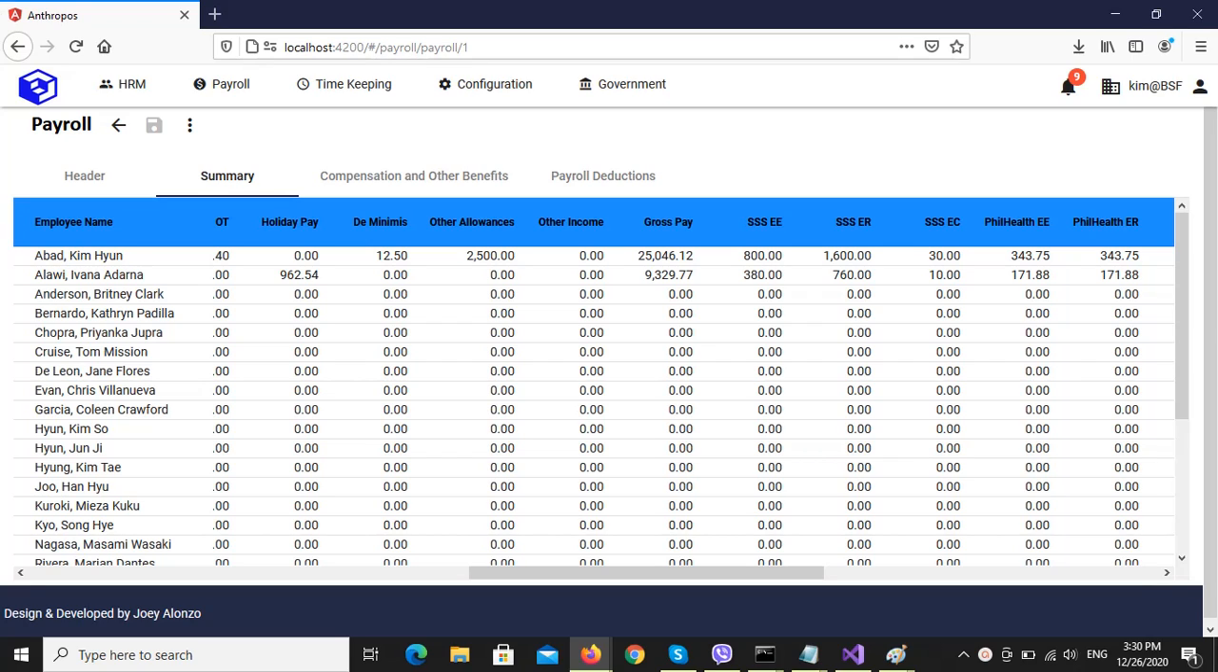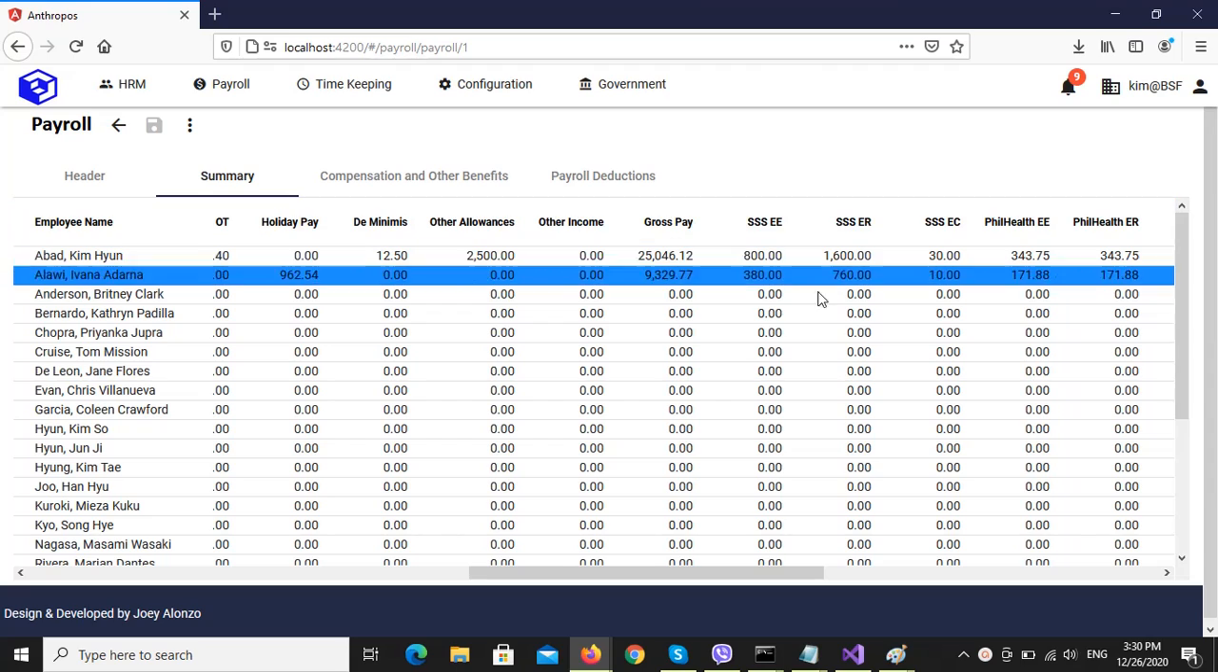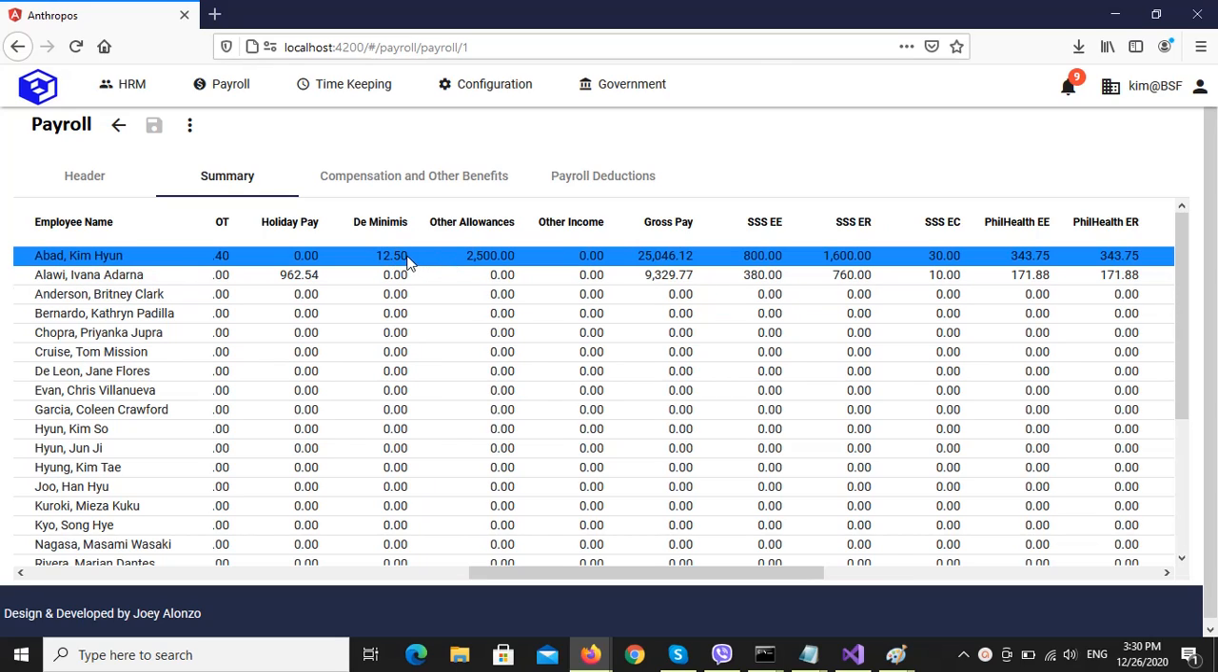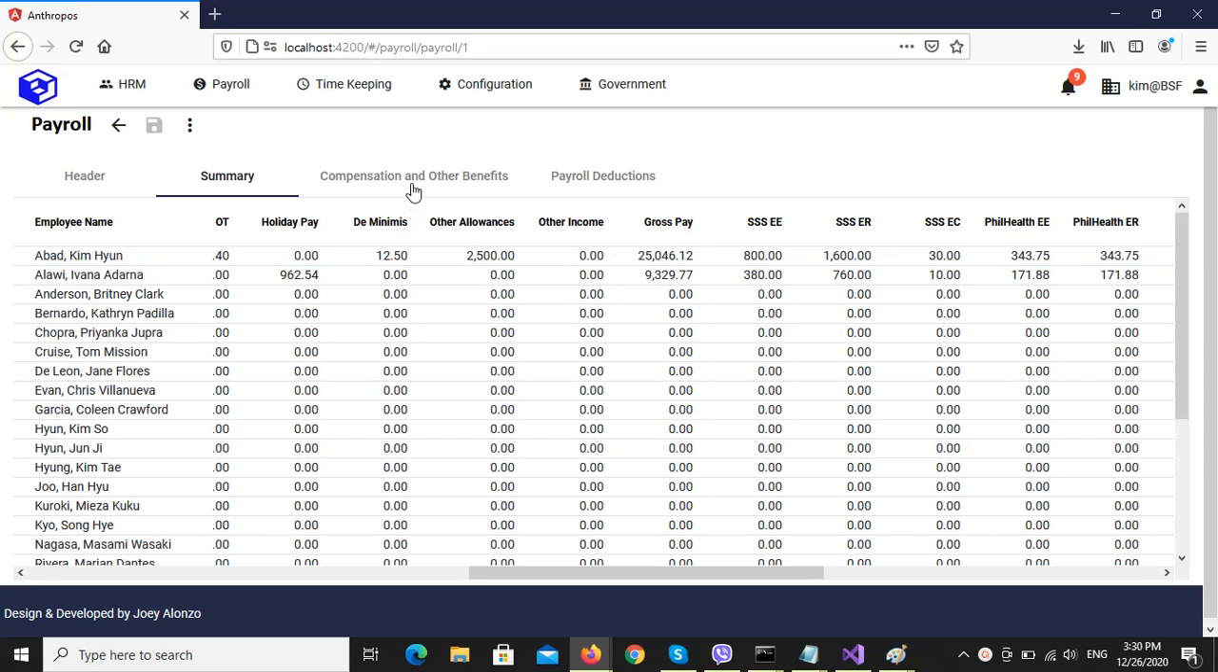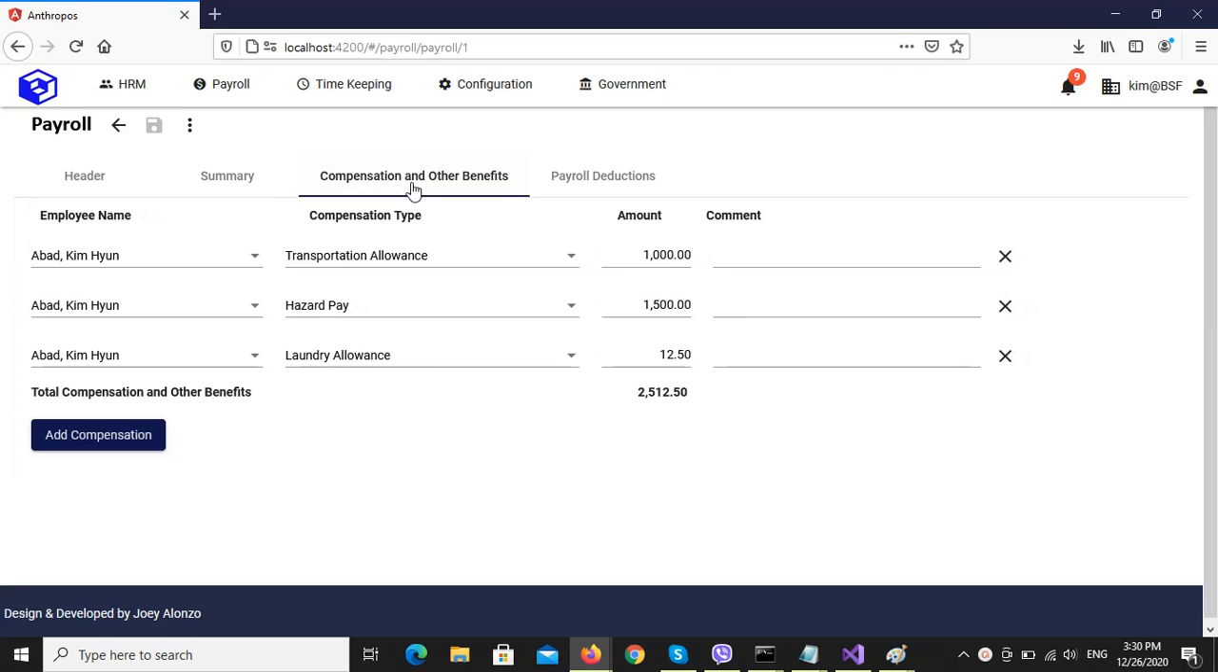Hi, in this video, I want to discuss how to calculate other income and other compensation in HR Tech payroll. So this is the payroll that we generated on our previous discussion. I'm referring to these columns, the de minimis, other allowances, and other income, and also this tab, which is compensation and other benefits.